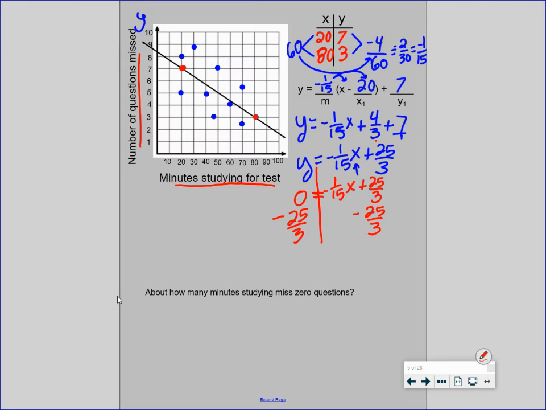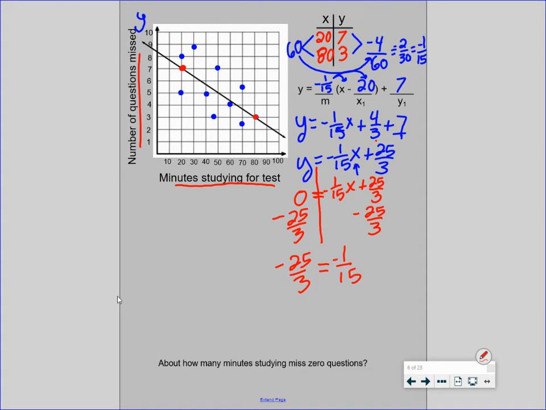So we're going to subtract 25/3 from both sides. So we have, let me move this out of the way. So 0 minus 25/3 is negative 25/3, and that equals negative 1/15 x. That was a negative. We can't forget that. And 25 thirds minus 25 thirds went to 0. Okay, now we have our x's being multiplied by negative 1/15. Remember, when we undo multiplying, we are going to divide. We're going to divide both sides by negative 1/15.